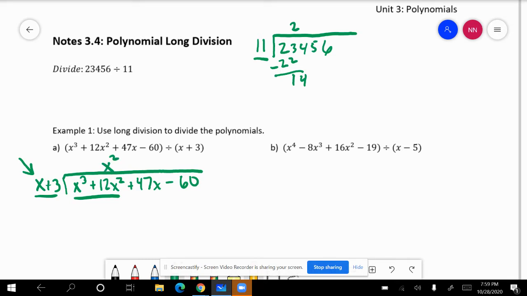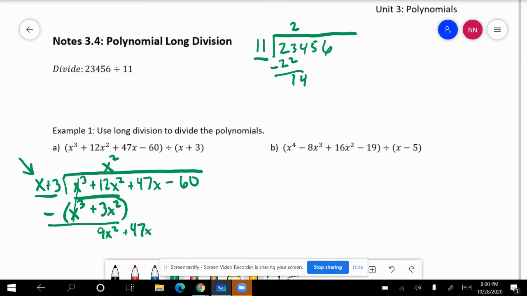X squared times x is x cubed. X squared times 3 is 3x squared. Then we subtract it. When we subtract it, the first term should always cancel if we're doing it correctly. 12x squared minus 3x squared gives us 9x squared. Then we bring down the 47x.